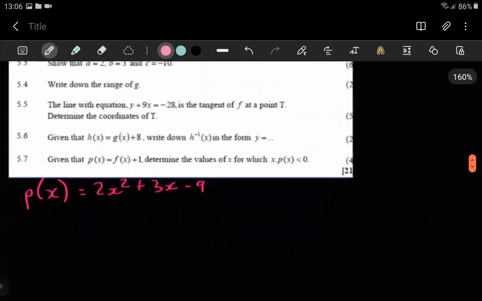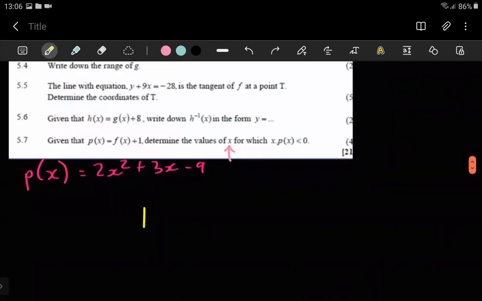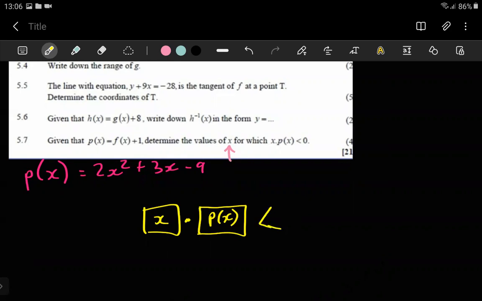So they're saying here, determine the values of x for which this side is smaller than 0. So in terms of an interpretation, they are literally saying you have two things on the left here. You have an x value being multiplied by a y value. You see, they're asking, where is this times this going to give you a number that is smaller than 0?